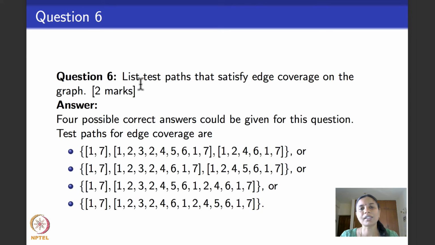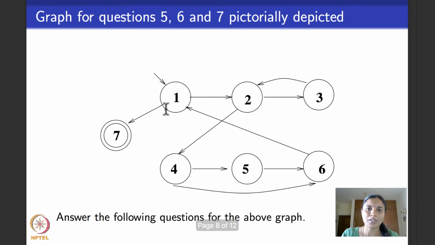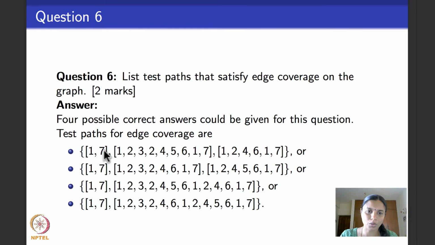So the next question says, list all the test paths that can satisfy the edge coverage criteria on the graph. So here there could be several possible correct answers. In fact, 4 different possible correct answers are there. Let's go back and look at the graph. As I told you, this path is a standalone path. It always has to be taken, whether you do node coverage, edge coverage, or prime path coverage. So 1, 7 will always be there. If you see, in all the 4 options that I have listed here, 1, 7 is always there.